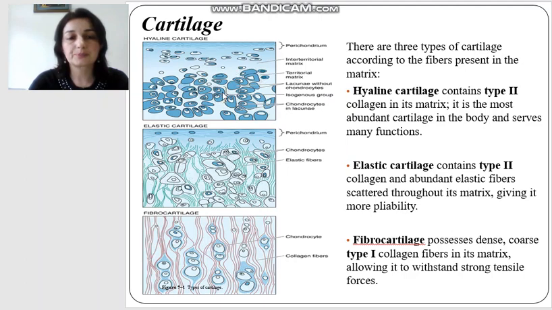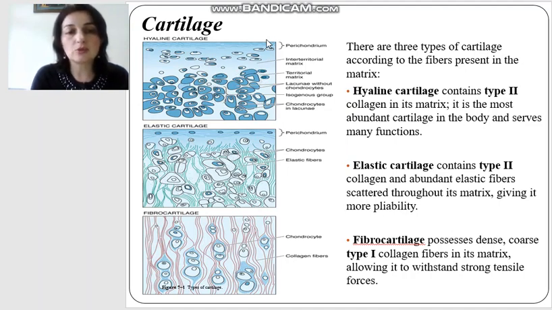And here you can see it. So as I told you, the cartilage is covered by perichondrium. Perichondrium will have two layers, the outer fibrous, which includes fibroblasts, then the fibers, and it is richly vascularized.